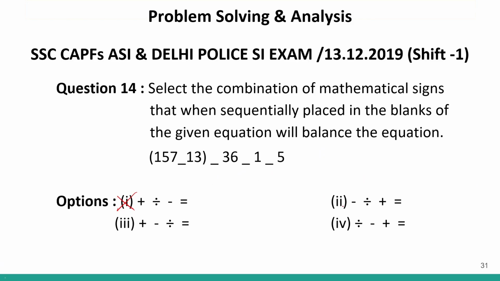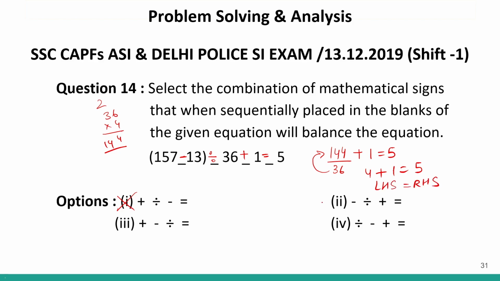Clear? Now let us check with option number 2. Option number 2: this will be minus, this will be divide, this will be plus and this will be equal. So 157 minus 13 is 144, divided by 36 plus 1 should give me 5. So 36 into 4 is 144. So this will be 4 plus 1, which is definitely equal to 5. So LHS equals RHS. Hence option 2 is the correct answer. Clear? So whenever you get a question like this, just use your options.